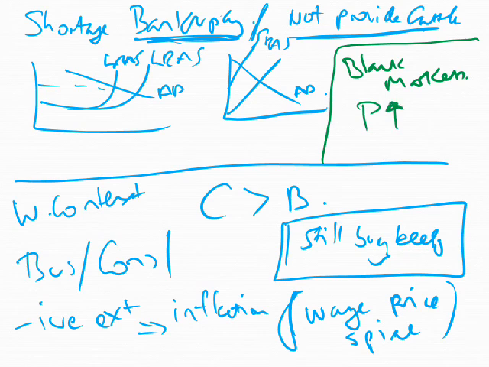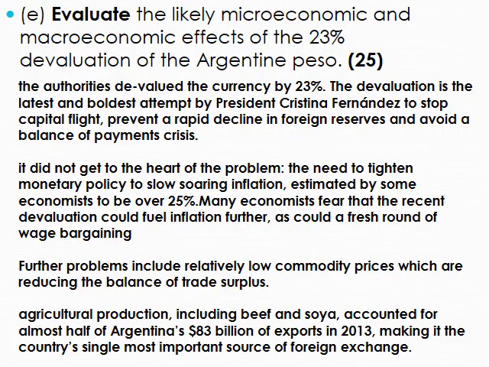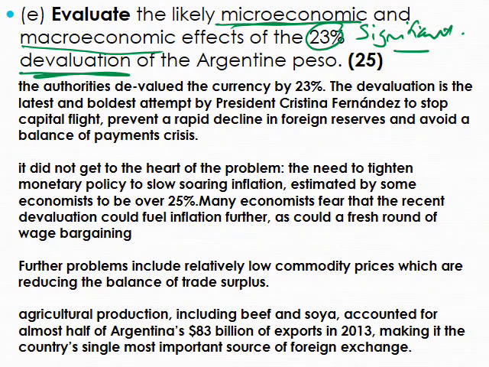Okay, the next question that you looked at, or you could have chosen, was evaluate the likely microeconomic and macroeconomic effects of a devaluation. Again, we need to have something from both sides, a graph from both. It tells you 23% devaluation of the Argentinian peso. That is a significant devaluation, so we might want to come back to that as a scale thing to evaluate.